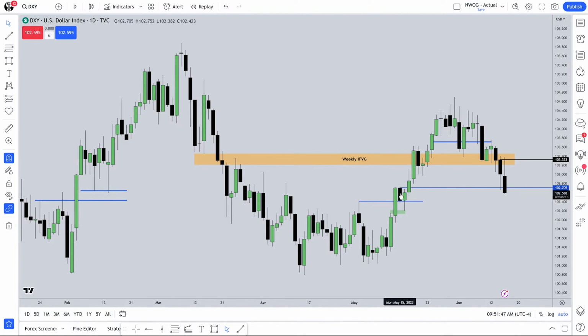And if it does, where would it reach for? Sell side below this candle's low and into that small little inefficiency. And if it accelerates, we have another fair value gap right here.